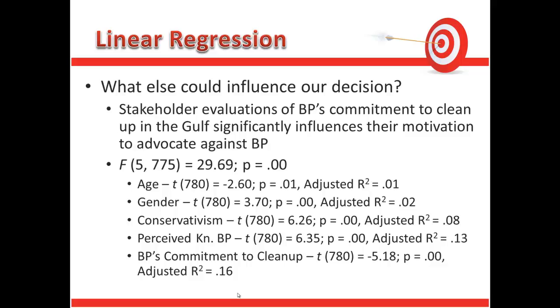Okay, so are all of our IVs significant? Yes. We just need to look at the p-tests to see that they all are. So which variables are the most important? Well, remember that our adjusted R-squared tells us how much of the dependent variable pie we can predict. So age and gender seem to have relatively small effects, with 1% and 2% respectively. Someone's political attitudes accounts for 8% of the pie.